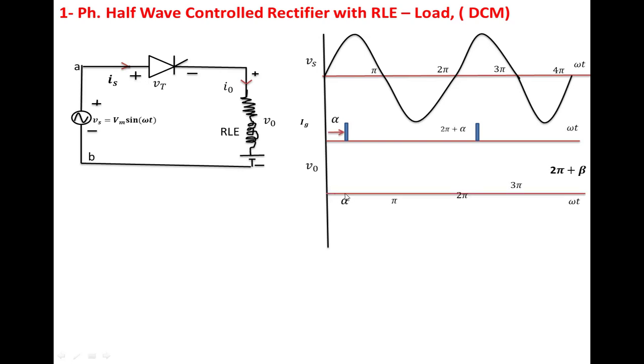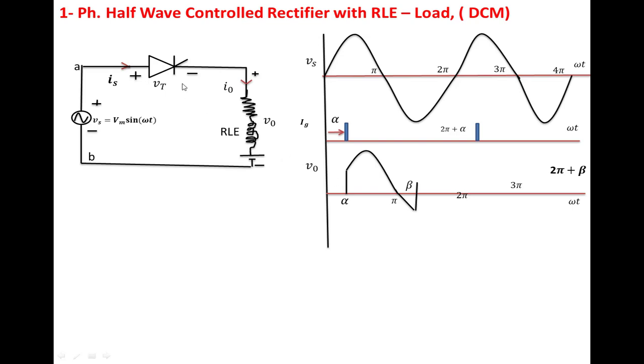From 0 to α, no device is conducting in the circuit, so the output voltage becomes 0. After α, the SCR is on. Once the SCR is on, the voltage across the RLE load is equal to the input voltage up to β. The SCR is forced to conduct after π because of the inductance. At β, the current comes to 0, so the SCR is off.